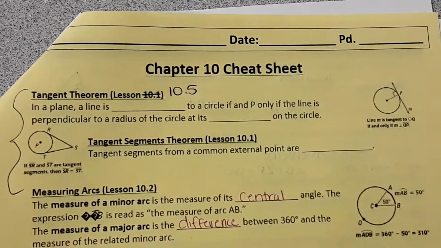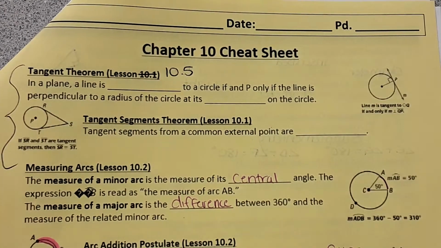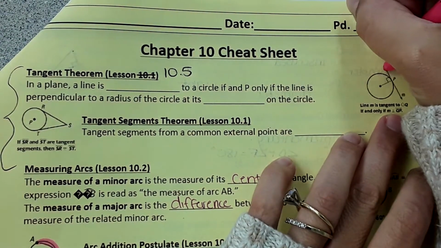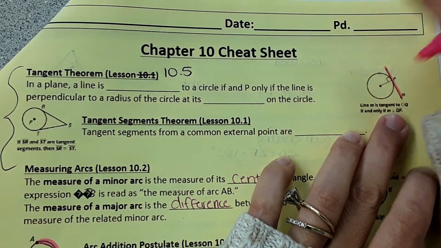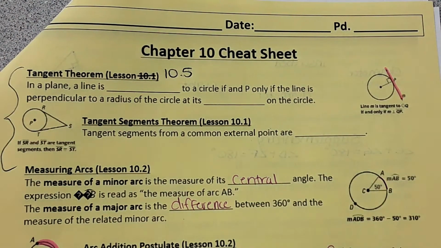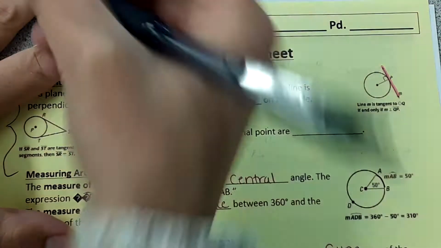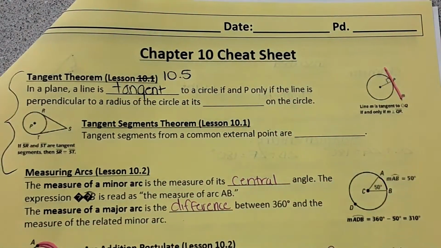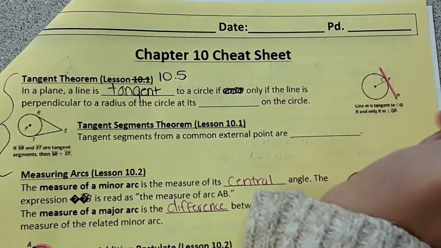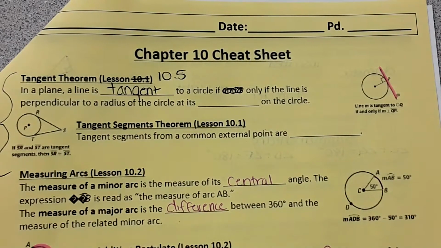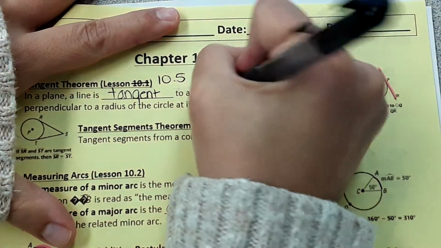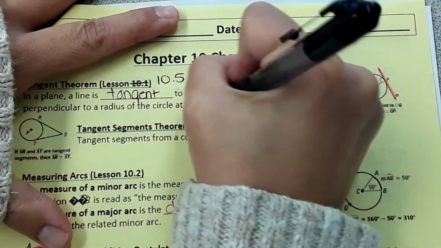We are talking about tangent lines, and the tangent line is a line right here that touches the circle at one point. In a plane, a line is tangent to a circle if and only if, there's a typo here, the line is perpendicular to a radius of the circle at its point of tangency, which is what it's looking for. So, point of tangency.